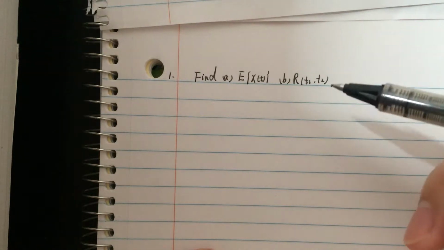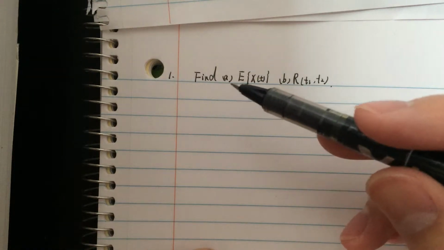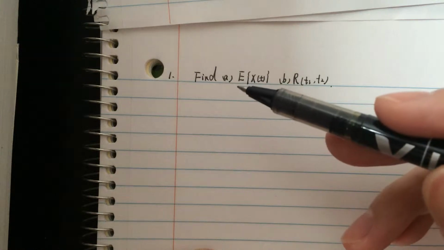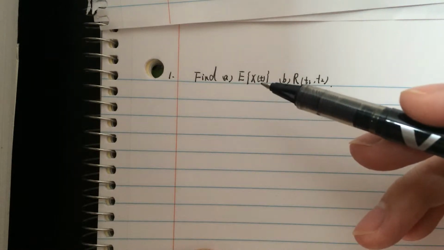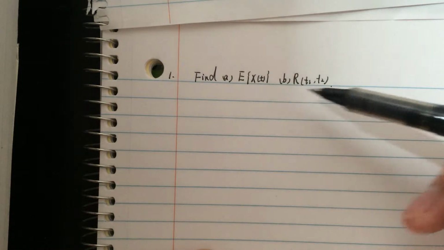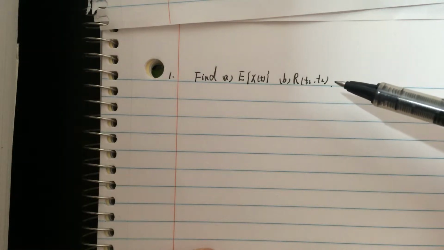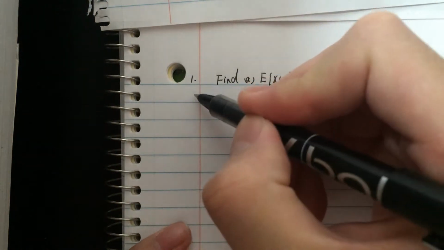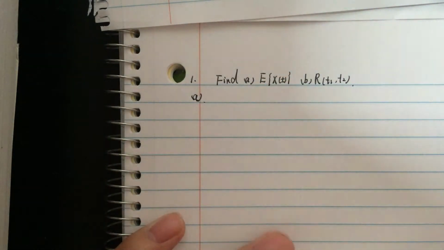In the first question, it requires us to find, for a Poisson process, a, the expectation of X(t), and b, the autocorrelation of t1 and t2. Let's first do a.